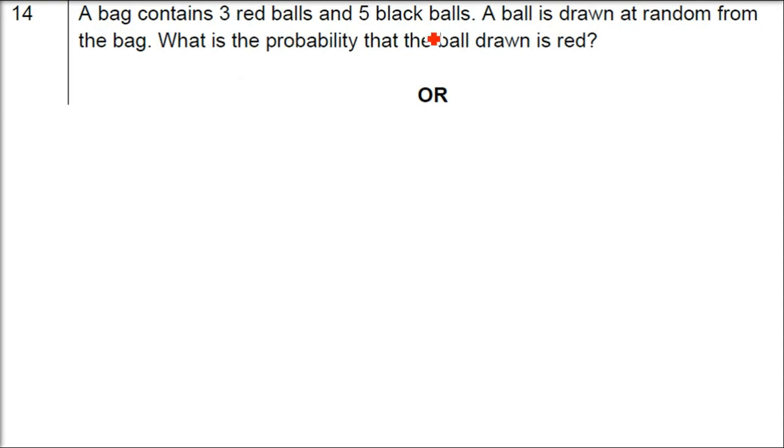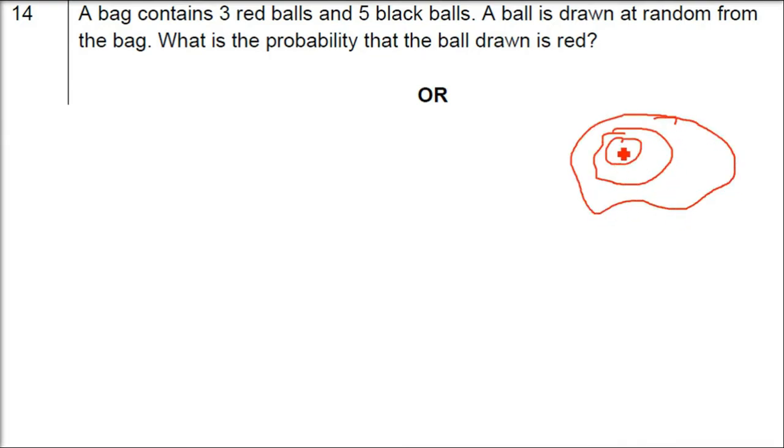A bag contains 3 red balls and 5 black balls. A ball is drawn at random from the bag. What is the probability that the ball drawn is red? So there is a bag. There are two parts actually, 3 red from here and 5 black balls from here. I'm just making it to separate it out, otherwise they are mixed, right? So a ball is drawn at random. What is the probability that the ball drawn is red?